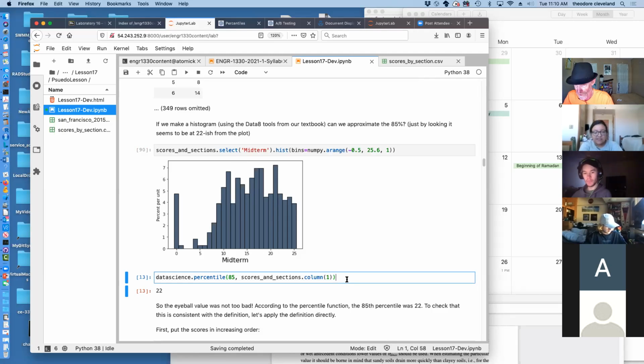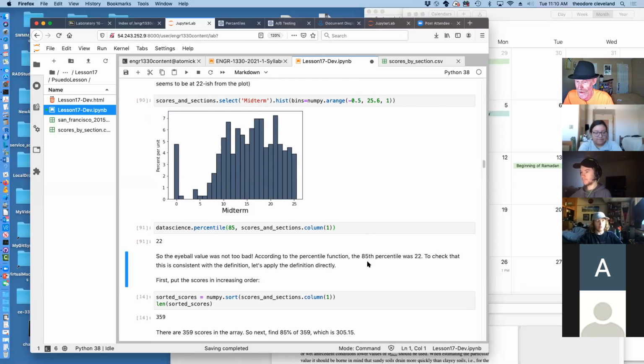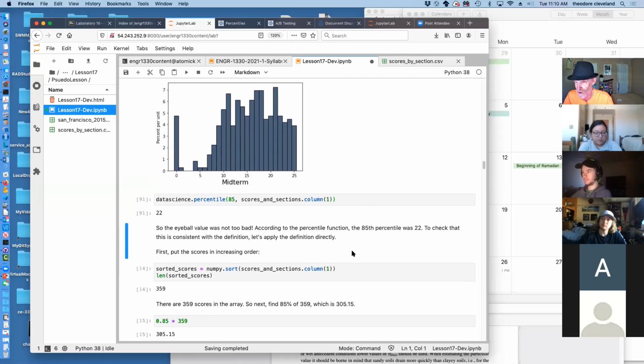If we use our percentile function, we want it to return the value from the data set. The name of the data set is scores and sections, and we want to take the second column, which is column 1 in Python. Column 0 would be the sections, and get the 85th percentile. And when we run that function, we recover a 22. So our eyeball value wasn't too bad. According to the percentile function, the 85th percentile was 22.